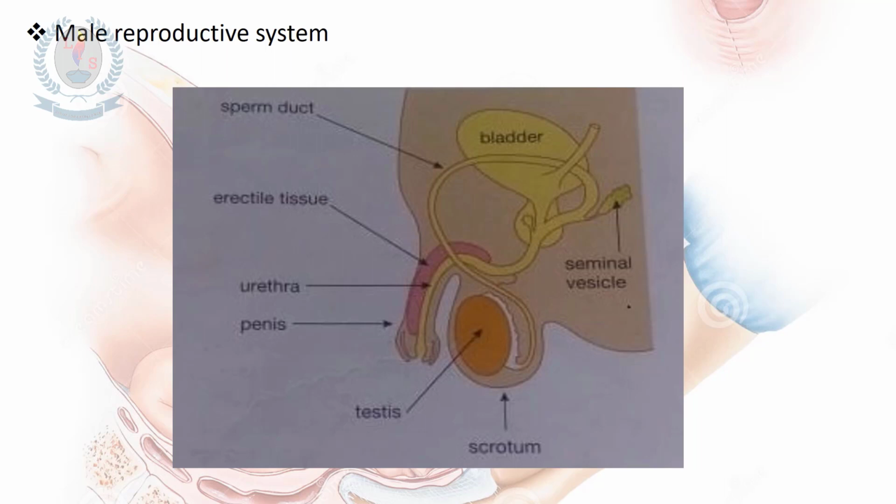the man reaches orgasm. During sexual intercourse, the man's penis becomes erect and moves into the woman's vagina to pass sperm with fluid. The fluid together with the sperm is called semen, and the release of the semen is called ejaculation. So this is about the male reproductive system.